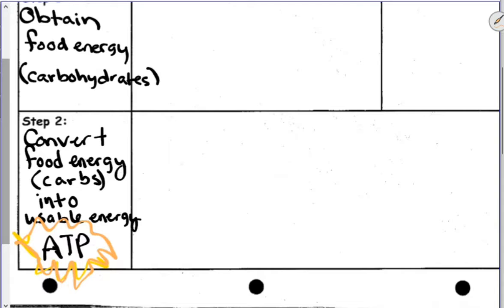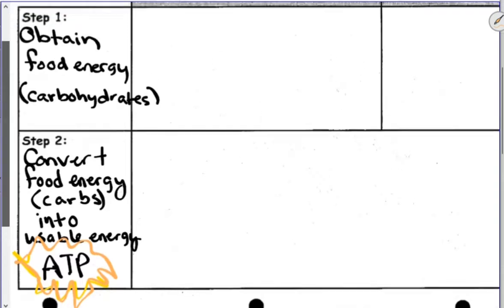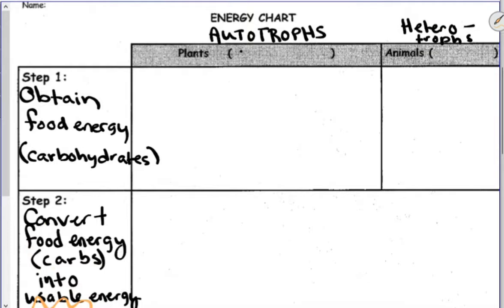So that's step 2. Step 2, we will not talk about until next week. Next week, we will address respiration. This week, we're just talking about how we get our food energy. And for us, that is going to be like a one-time, one-sentence write-in. How do heterotrophs get their energy? We eat. Okay, we eat other organisms.